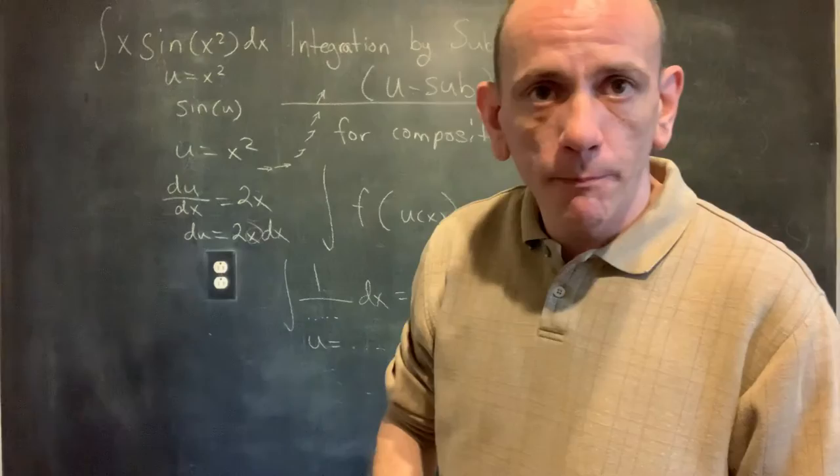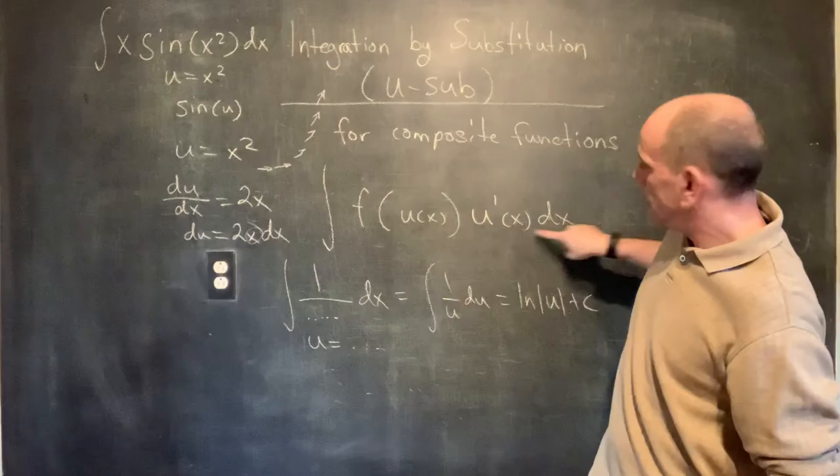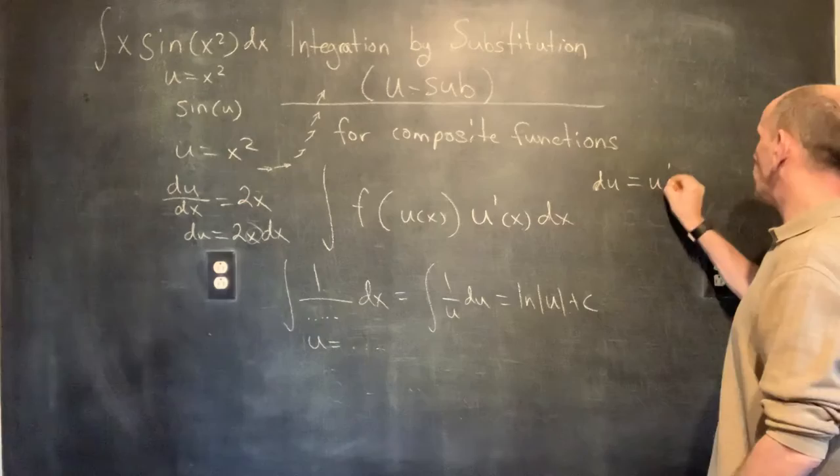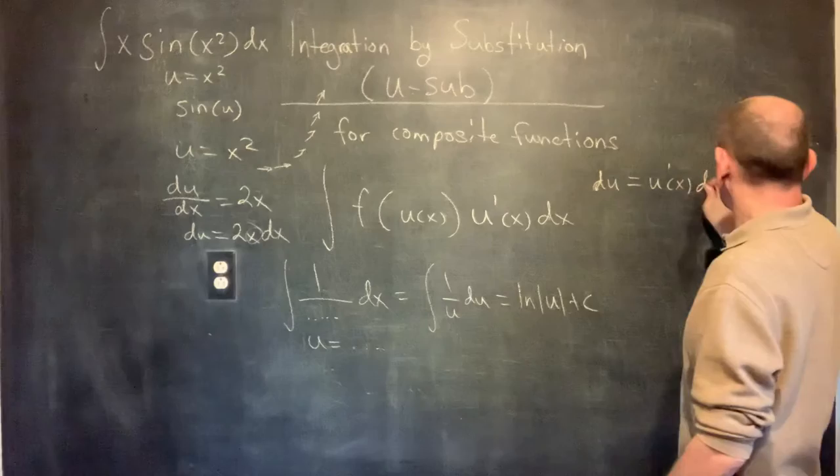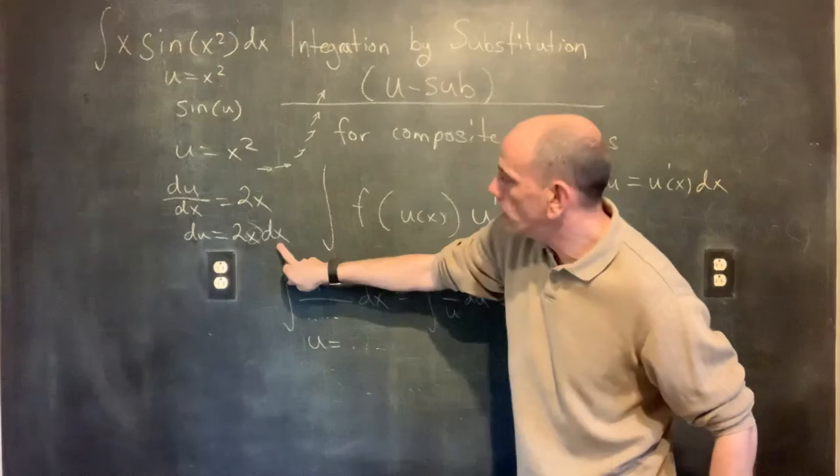So that's this derivative of u dx right here. du is the derivative of u, right? Just take the derivative times dx right here. du is the derivative of u times dx here. That's this piece.